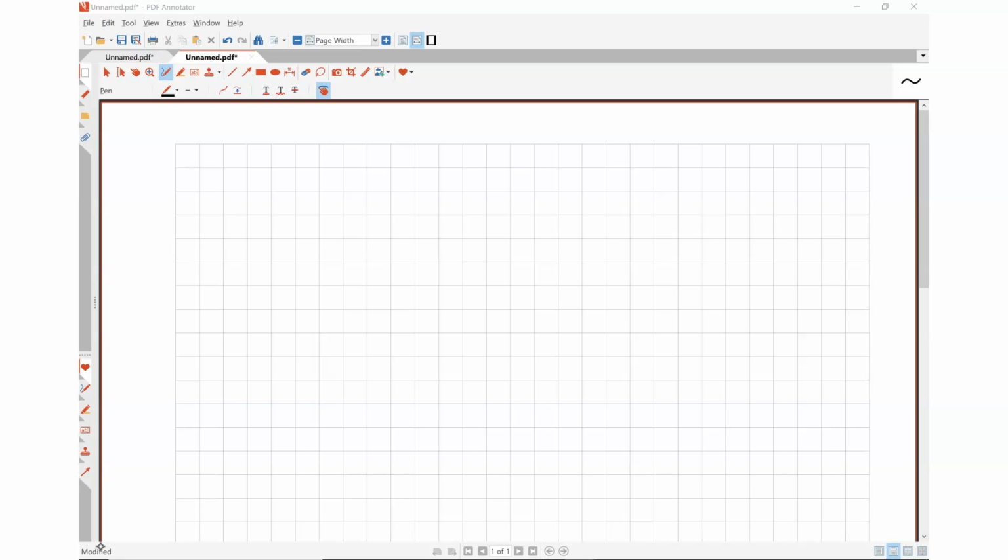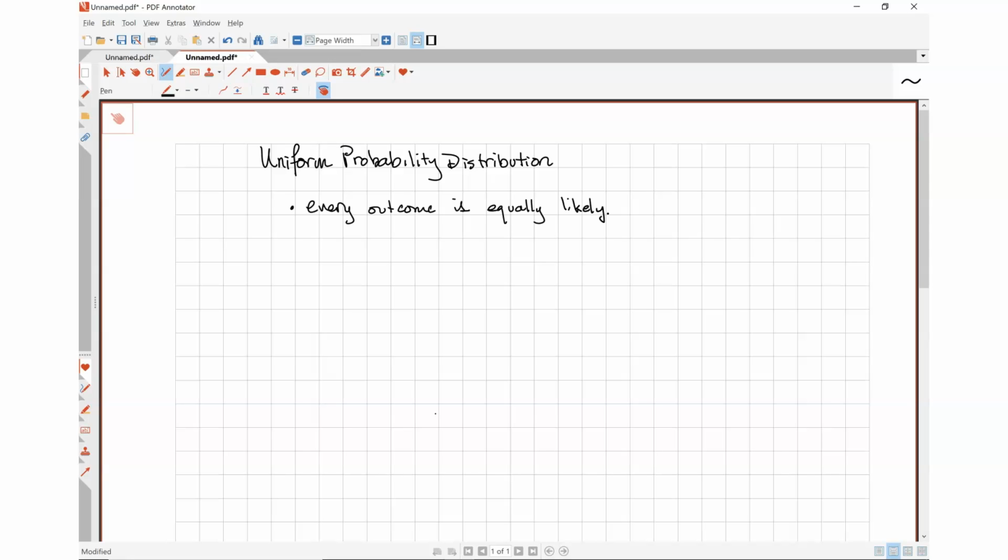Hi there, everyone. Today we're going to talk about the plain Jane of probability distributions, and that is the uniform probability distribution. And the uniform probability distribution is very simple. It just says that every possible value of a random variable is equally likely.